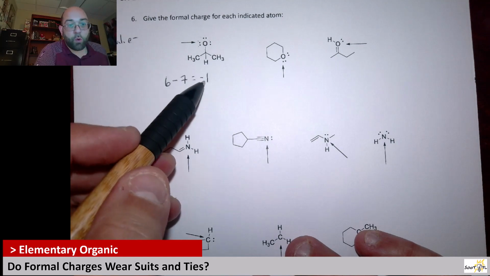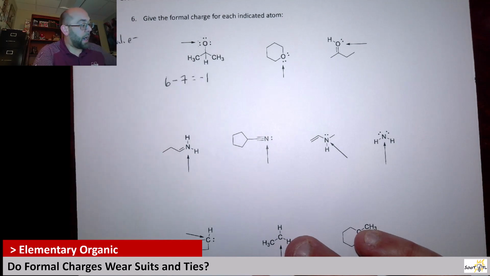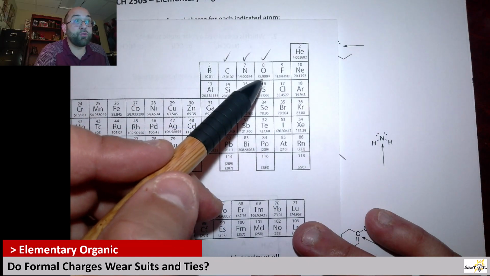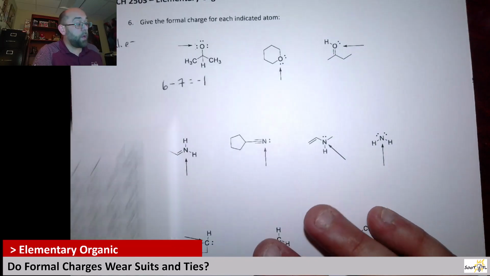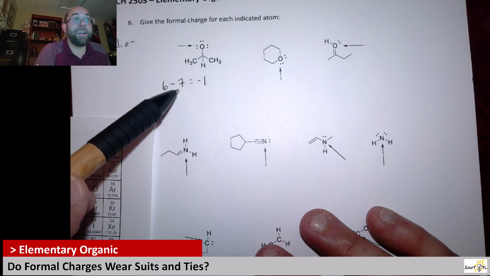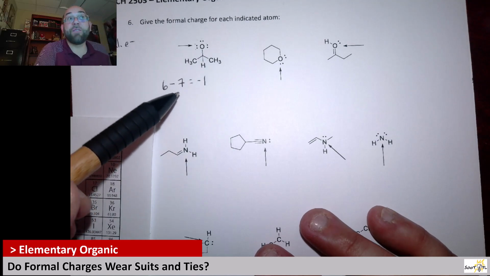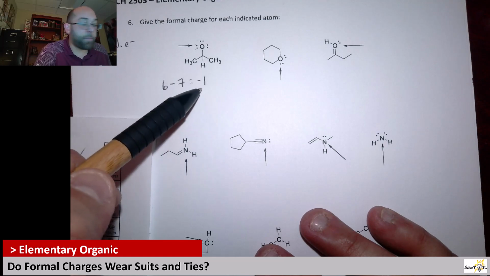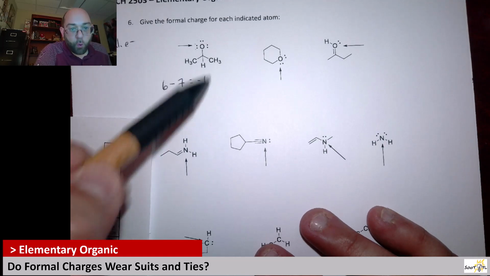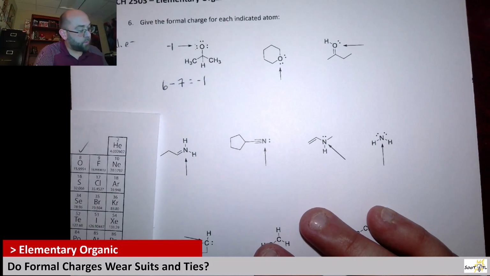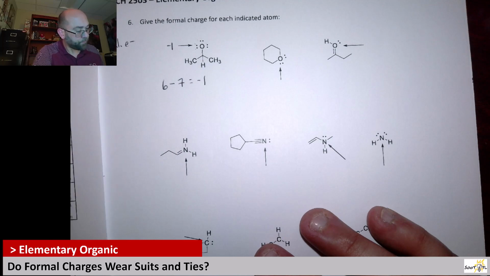Does this -1 make sense? Well, think about it. Oxygen on the periodic table has a formal charge of 0. It's neutral. Right now that it has 7, right, it got 1 additional electron. Each electron has a -1 charge. So 6 minus 7 giving me -1 is a perfect formal charge for this oxygen. So I'm going to put -1 right there. So that has a -1 formal charge.